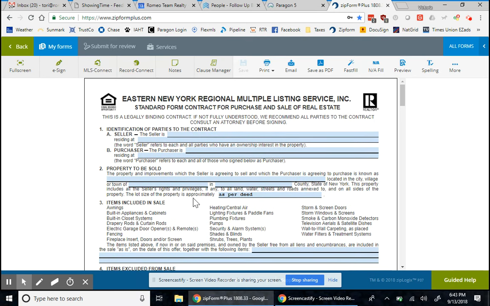Does everybody have the purchase contract? If you're following along at home in front of you, you don't have a purchase contract in there? I have a right to rent. Listing agreement.